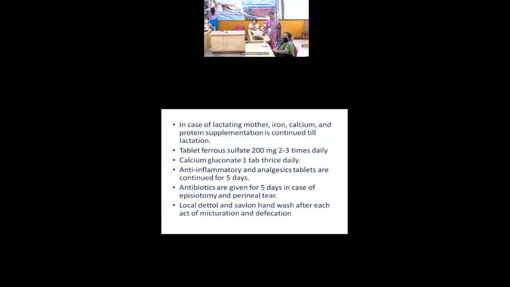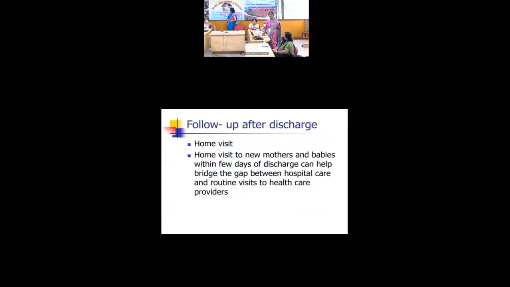In case of a lactating mother, iron, calcium, and protein supplementation is continued till lactation. Iron tablets may also be given to the mother. Then anti-inflammatory analgesics should be taken, antibiotics should be given, then local perineal care. The mother should take perineal care. After voiding, she should wash the perineal area.